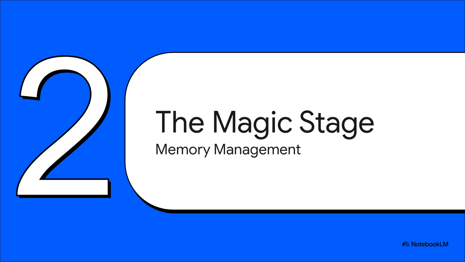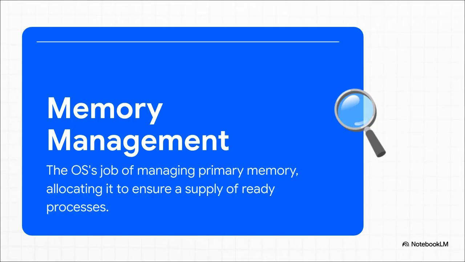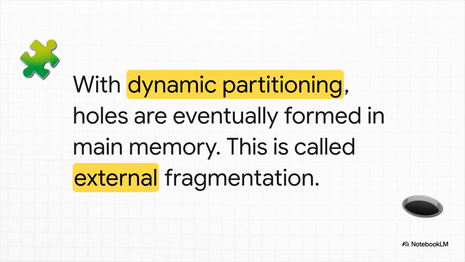Okay, so our conductor can handle who performs and when, but it also has to manage the stage itself, the computer's memory. See, every single running process needs a place to exist in the main memory, which you probably know as RAM. So memory management is the OS's job of handing out this space. It has to make sure every musician has enough room to perform and, this is really important, that they don't start bumping into each other and causing chaos. But this creates a pretty big problem.